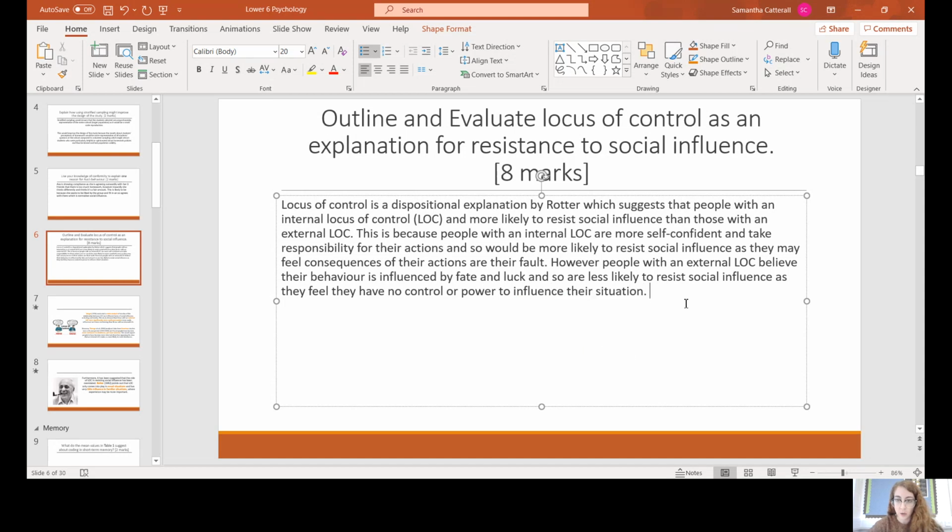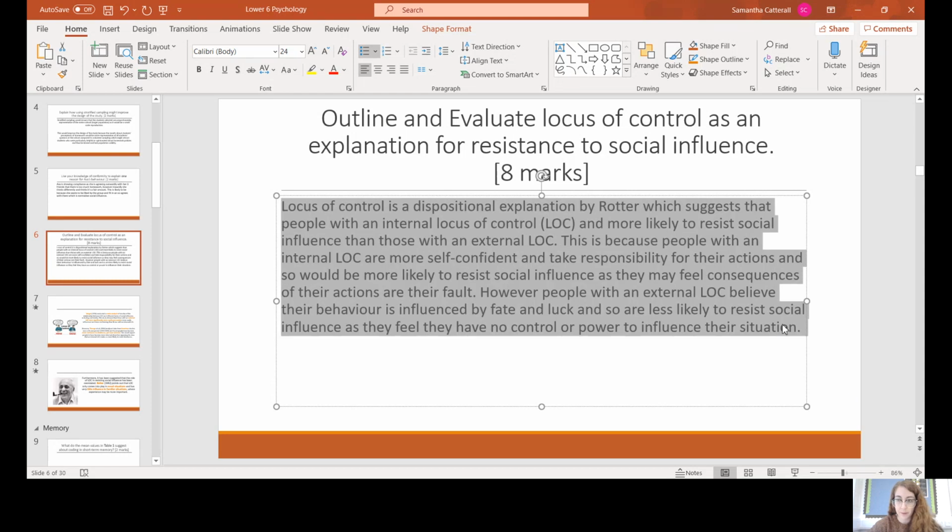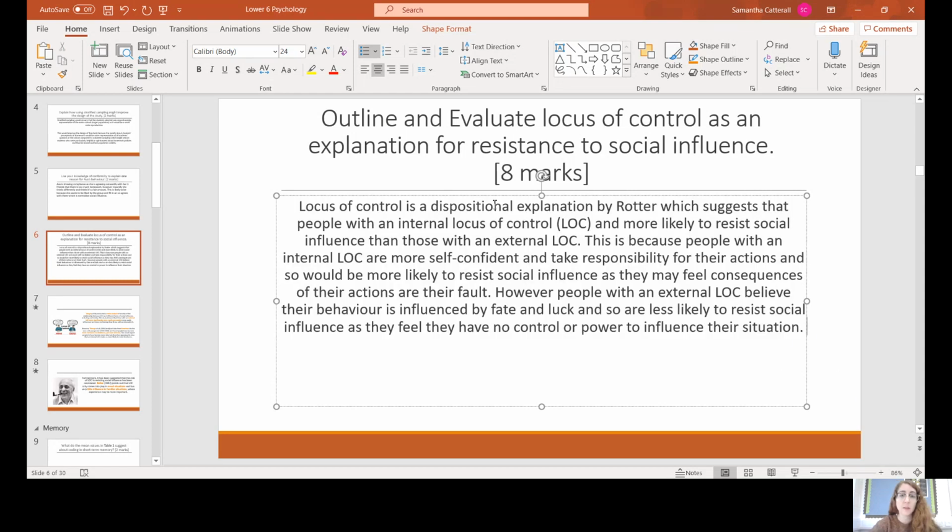That there will get you 3 marks for outlining, because essentially I've said that it's a dispositional explanation, I've said it's by rota, I've talked about resistance to social influence, I've said that internal are more likely than external, and I've said why, so I've specifically explained why. Now, when you were answering these, there was as well a focus on external but not on internal, but internal are more likely to resist. So because it's asking for resistance to social influence, it would make more sense to talk about them than just talk about external. So there needs to kind of be reference to internal, and also specifically why. So that's what I've explained there.